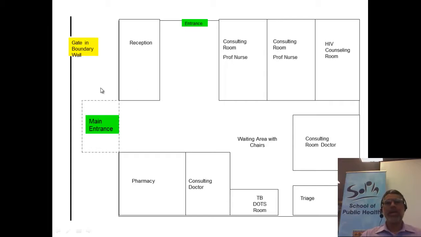So here is a sketch of a health facility. Let's call it a community health center. So here are the entrances to the facility. Here are the various service points: reception, a nurse consulting room, a doctor consulting room, a counseling room, patients with HIV, a triage section, a TB room, a pharmacy, and here's a waiting area with some chairs in it.